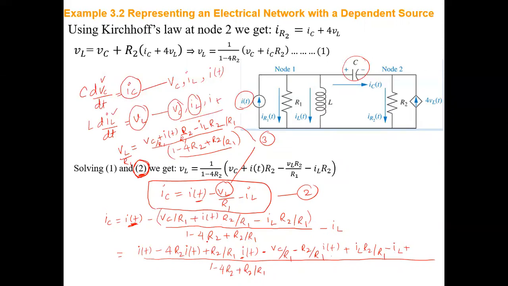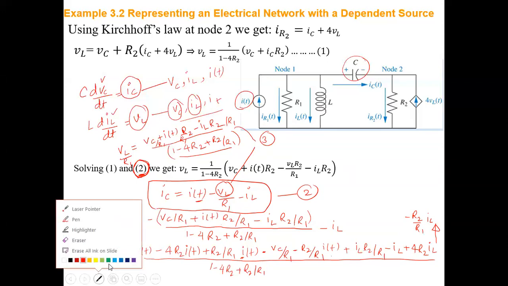Plus 4, help me here. 4R2. 4R2 IL, right? Then you have one more left here. So what is the other one? Minus R2 over R1 IL. Guys, did I mess anything up? Did I mess up somewhere? No. Sounds good? Yes. Yeah, thank you for the help.